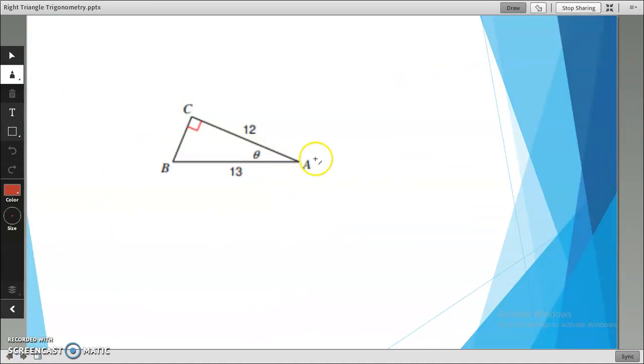Let's find this missing angle. So we have angle A, and we want to use what we have. We know we have this angle A, and what do we have? We have the hypotenuse, and we have the adjacent. Well, the adjacent and the hypotenuse is cosine. So we know that we can use cosine of theta is equal to 12 over 13.